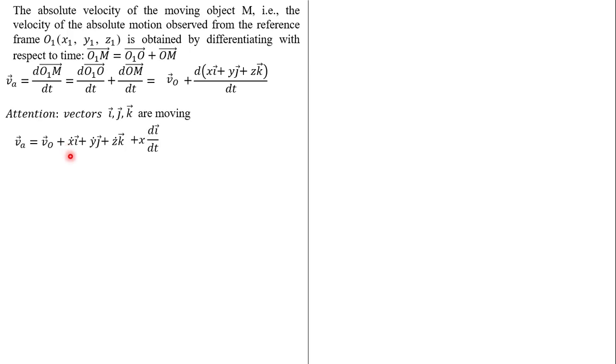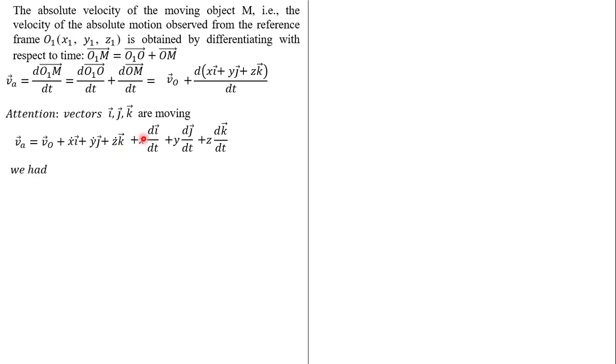So we will obtain two terms for the derivation of xi. These two terms will be x dot i plus x di over dt. Similarly, when we make the derivation of yj over dt, we will obtain two terms, y dot j plus y dj over dt. Similarly for zk, they will give z dot k plus z dk over dt. But I wrote it in this way to assemble all x dot i plus y dot j plus z dot k, because this form is interesting.